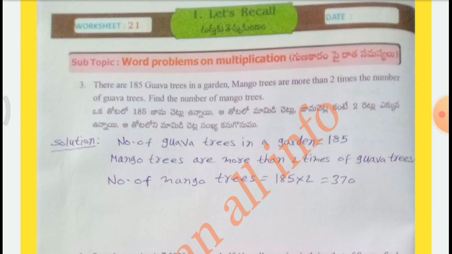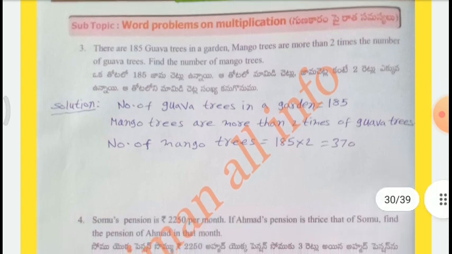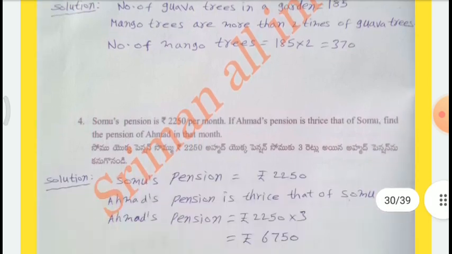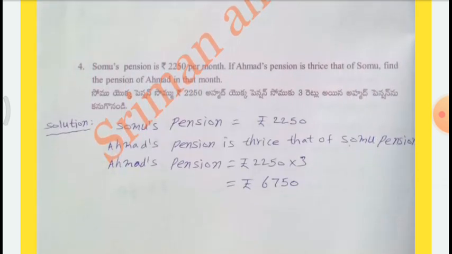There are 185 guava trees in a garden. Mango trees are 2 times the number of guava trees. Find the number of mango trees. Solution: number of guava trees in the garden, 185. Mango trees are 2 times the guava trees. Number of mango trees, 185 into 2, 370.